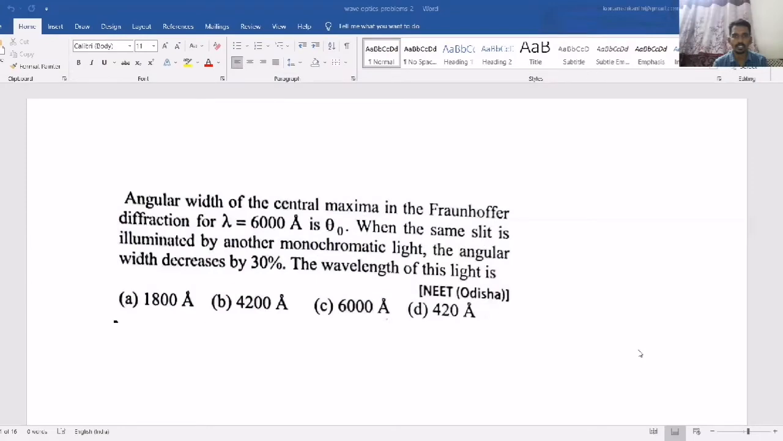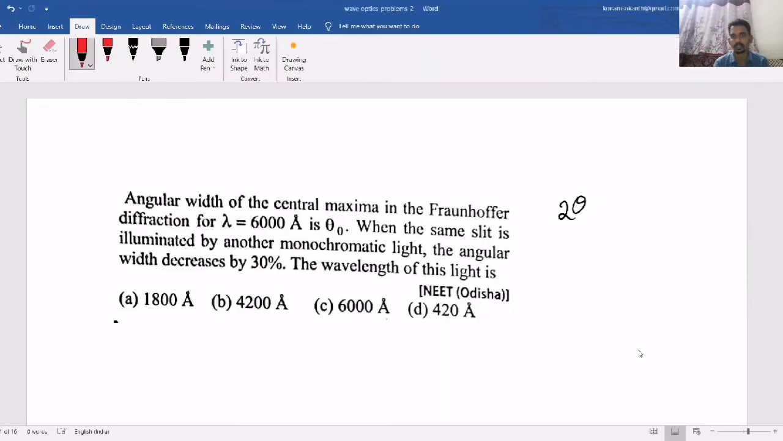Diffraction and polarization. Here the very first question is angular width of the central maxima. What is the formula for angular width of central maxima? 2 theta equal to 2 lambda by a. If you consider central maxima, this is theta, so total angular width is 2 theta, that is 2 lambda by a. So lambda value they have given.